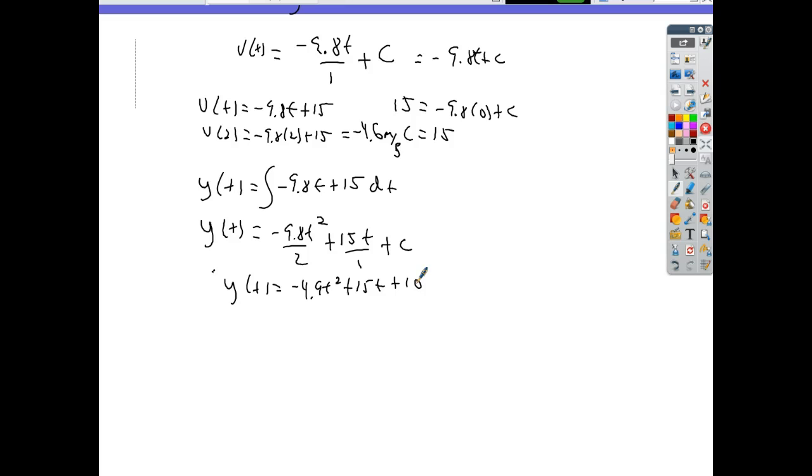Good? Moving forward, I'm going to plug in a time that I care about, 2 seconds. So y of 2 is negative 4.9 times 2 squared plus 15 times 2 plus 10. That's negative 19.6 plus 30 plus 10, which is 20.4. And that's how you get it.